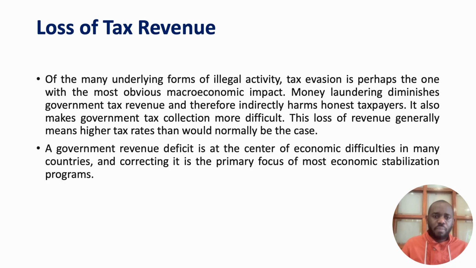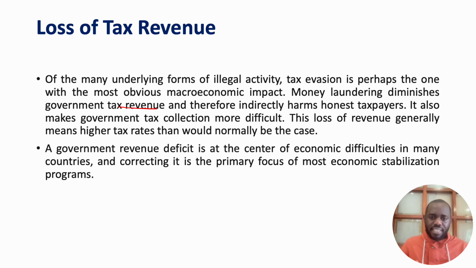Just to further expound how money laundering leads to loss of tax revenue, what you need to appreciate is that of the many underlying forms of illegal activity, tax evasion is perhaps one of the most obvious microeconomic impacts. The purpose of this explanation is for you to appreciate that money laundering diminishes government tax revenues. Again, you may wonder how. Remember, when someone is trying to clean dirty money, they're trying to avoid a lot of things, including not paying tax. And of course, indirectly, this is going to harm people who actually pay taxes legitimately. And it can also make government tax collection more difficult.